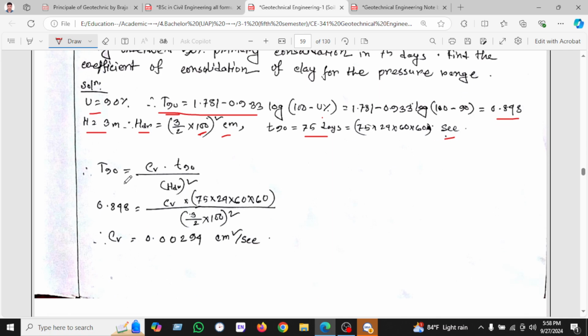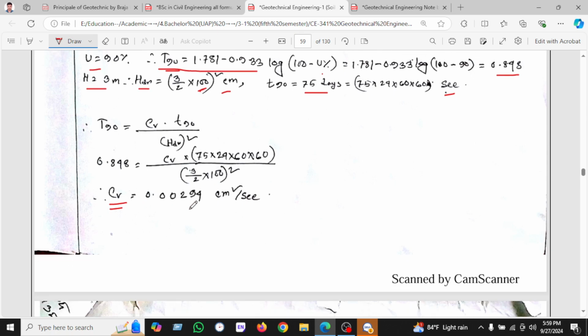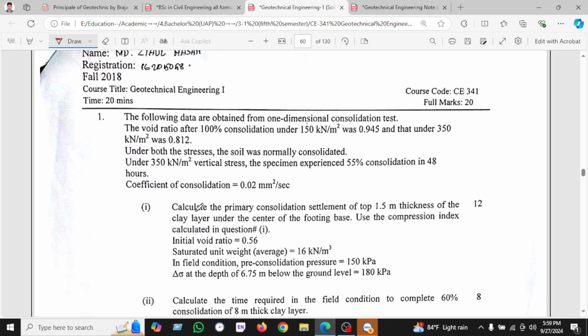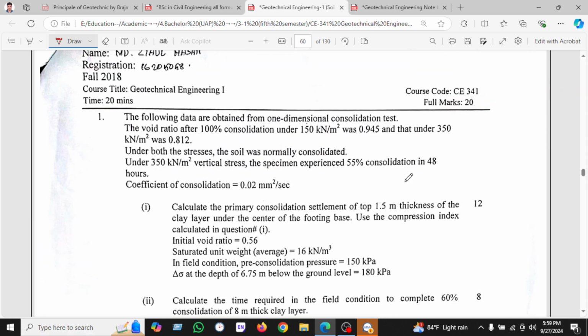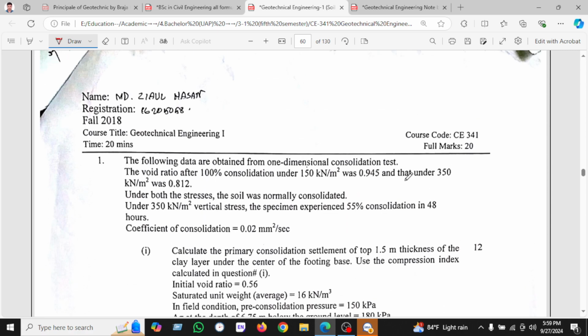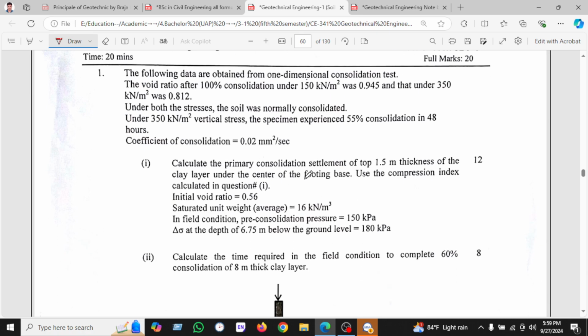So we know T equals Cv into t90 divided by the drainage path squared, and in this way we found the Cv, which is 0.0294 centimeter square per second. This question is very important for practical field work. We are trying to solve this.